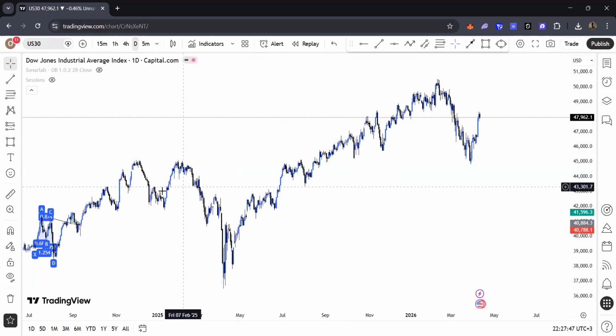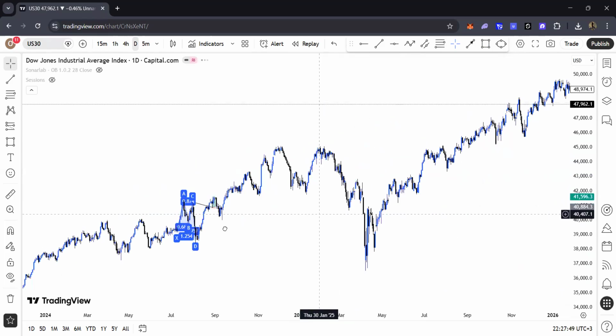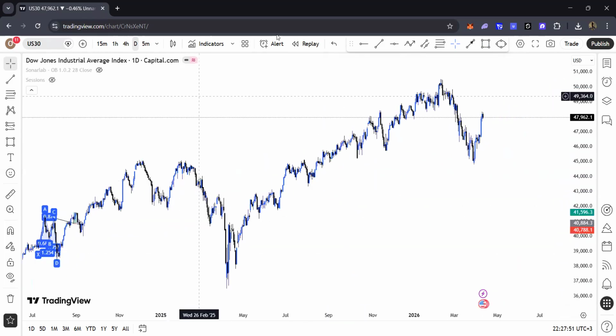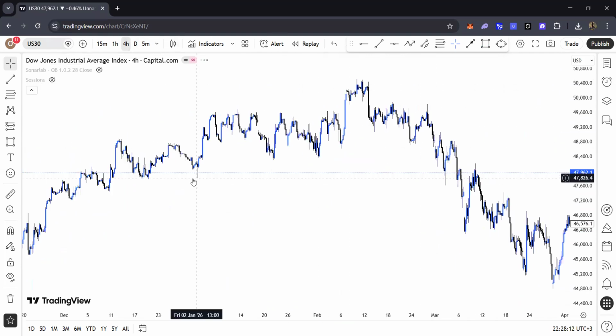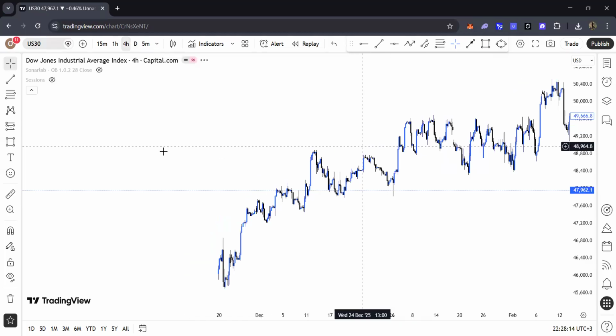Now, when I'm trading US 30, I know that I'm dealing with real economies, so I don't expect it to dump huge all the time. You have to have that in mind. There is that market uncertainty. But most times, if you zoom out, you're going to find out that these pairs have been trending upward for some time.